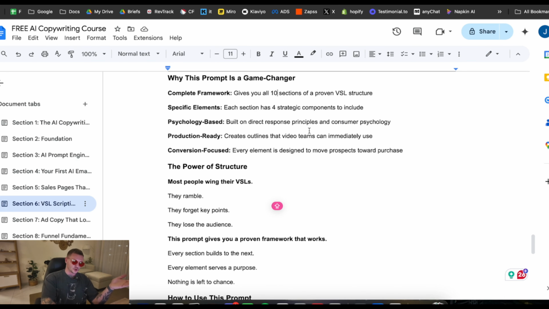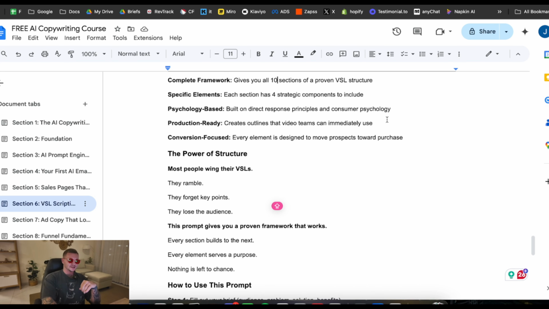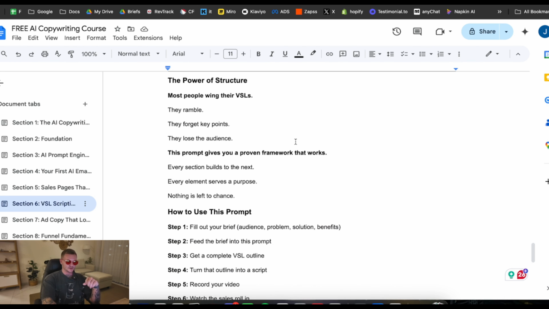Is built on direct response principles and consumer psychology. It creates an outline that the video teams can immediately go and record and use, and this is it. So the power of structure: most people wing their VSLs, they ramble, they forget key points, they lose their audience. People will have short attention spans. If you don't get to the point and keep them hooked, you're fucked.